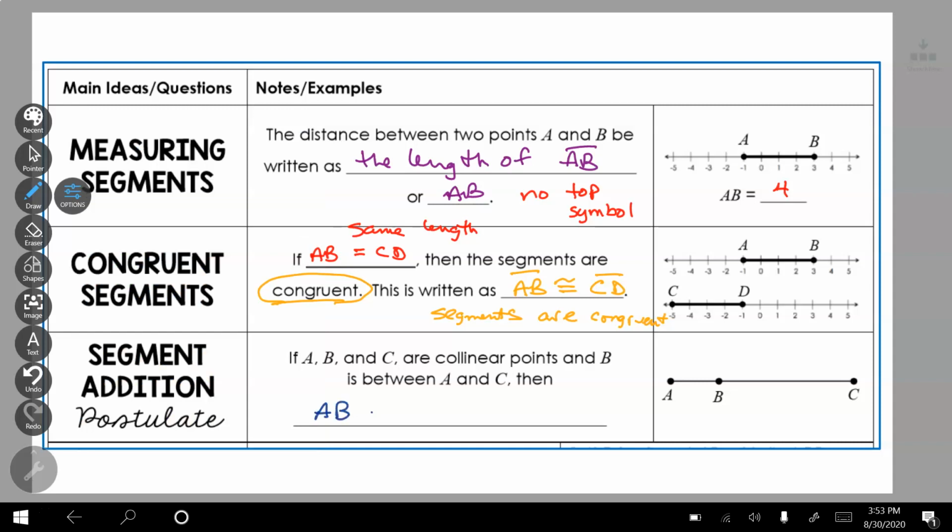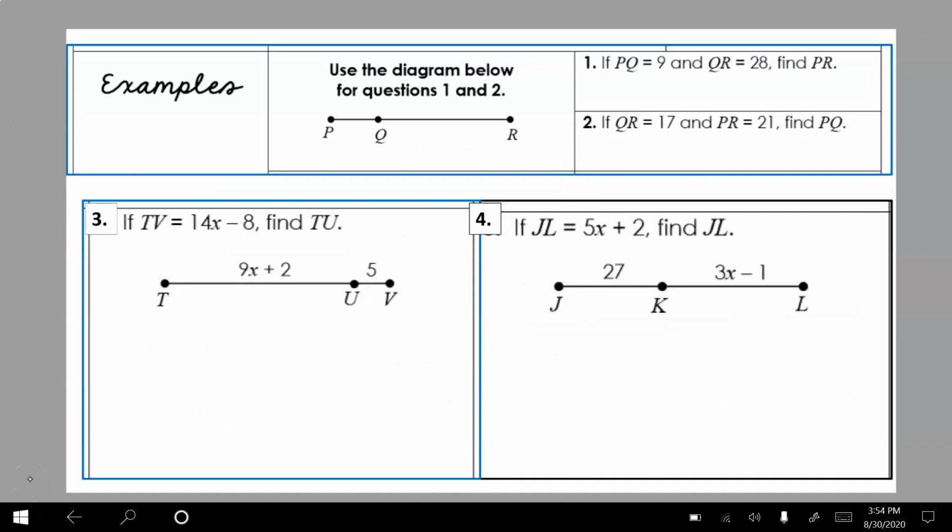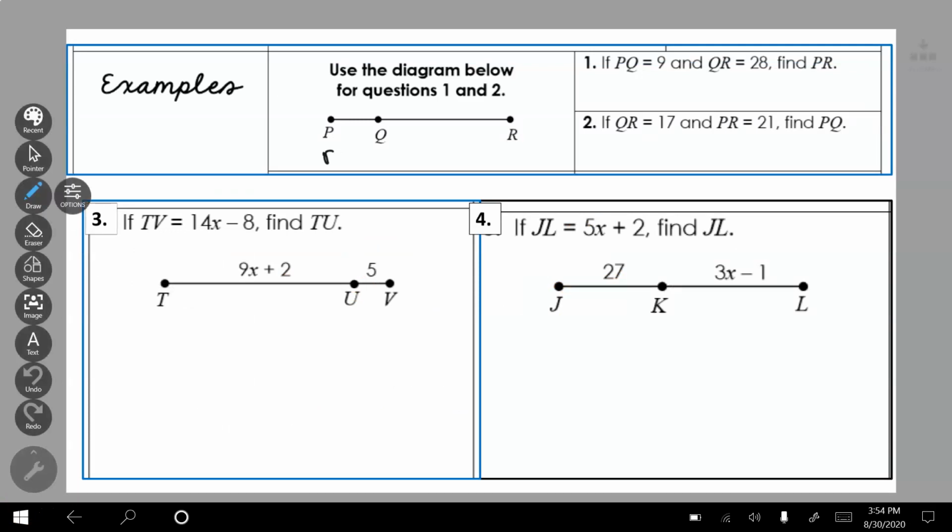The length of AB plus the length of BC is equal to the total length of AC. Okay? Very, very simple thing to do. Simple algebraic concept. So I'm going to use that idea for these questions. Well, I know that PQ plus QR is equal to PR by my segment addition.